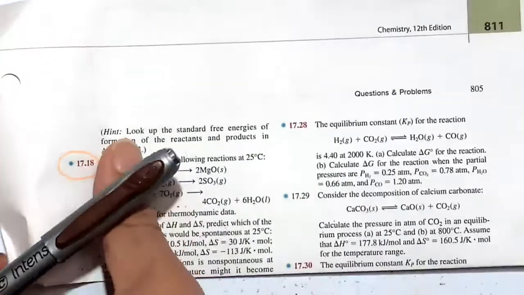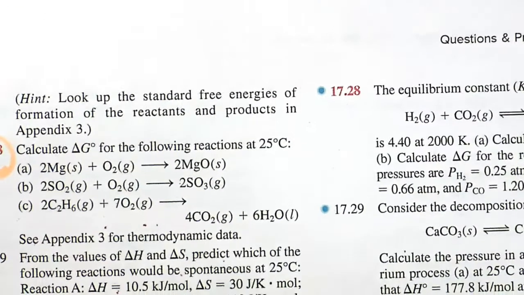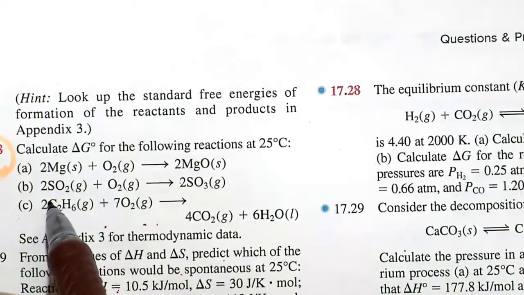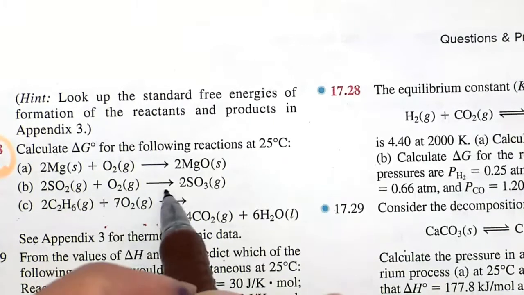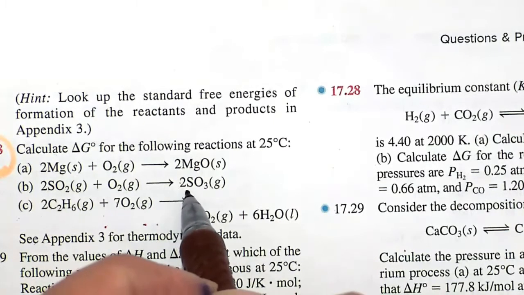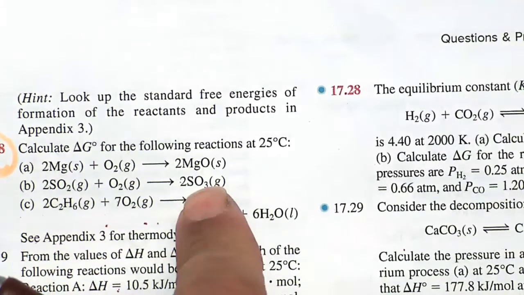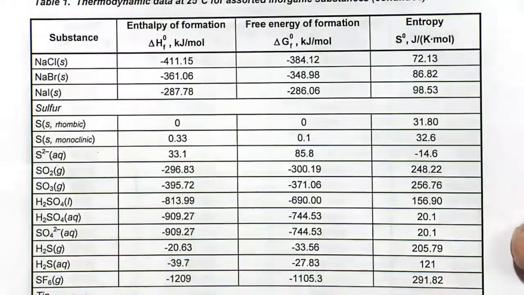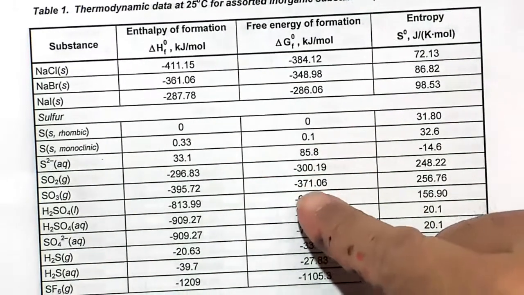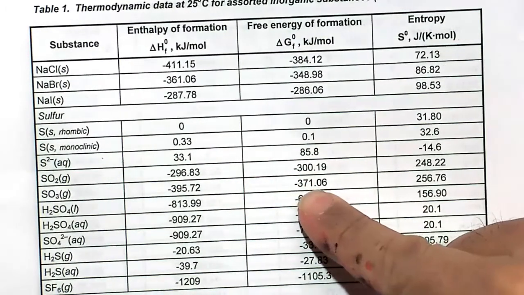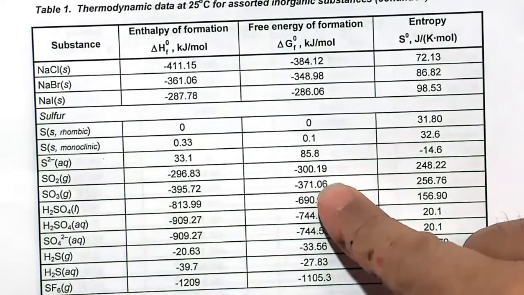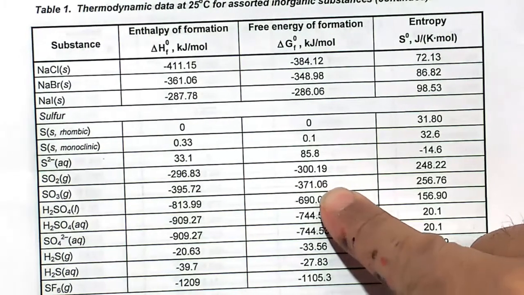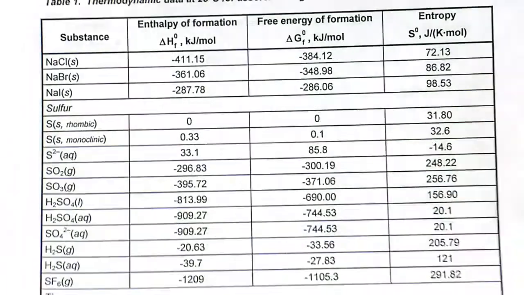All right, moving on to part B here. Looking these values up and making sure you're doing the right math. We've got 2 SO2 plus oxygen, that's going to be 0, going to sulfur trioxide. So we have 2 moles of this, 2 moles of that. So 2 moles of SO3 gas, looking that up. SO3 gas has a delta G here of minus 371.06. Make sure you're reading the right one here. 2 times minus 371.06.